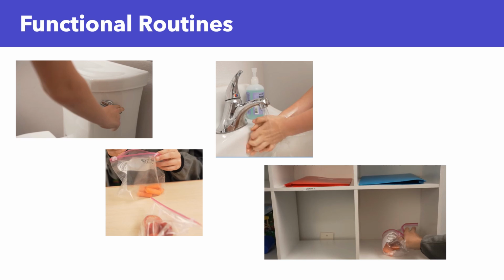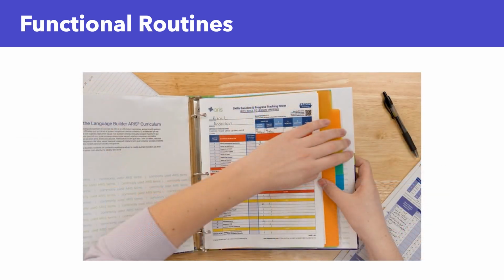Some early functional routines lessons will initially be a part of the daily program for every student who is still working on basic self-help skills. These lessons include restroom use, snack time, washing hands, arrival, and departure. So what does it mean to have these lessons as part of every student's daily routine? The student's folder, binder, or other record-keeping system should include a section for each of these 5 basic lessons.